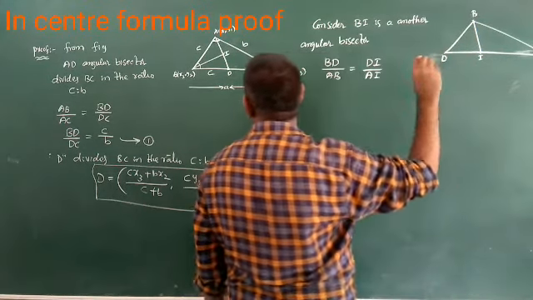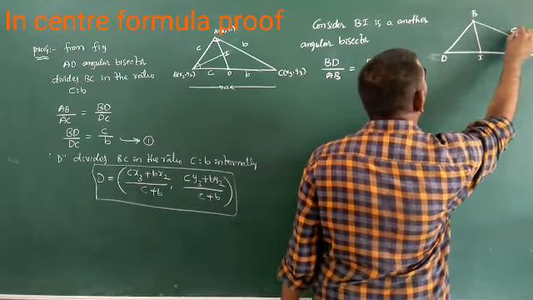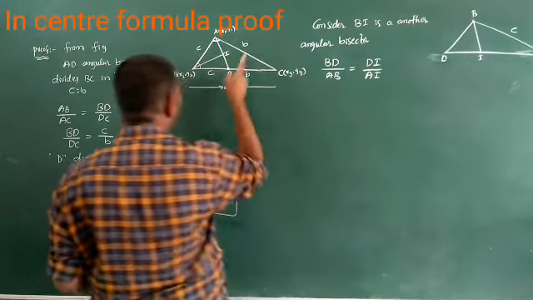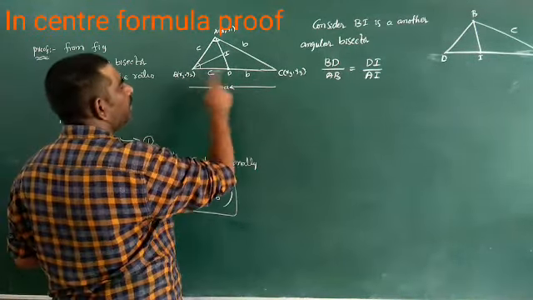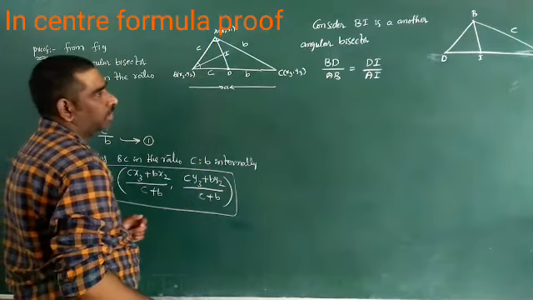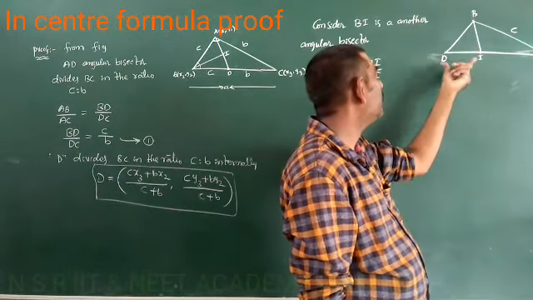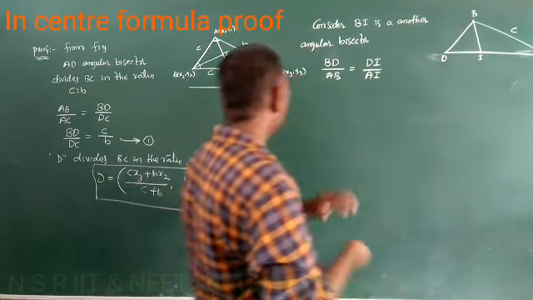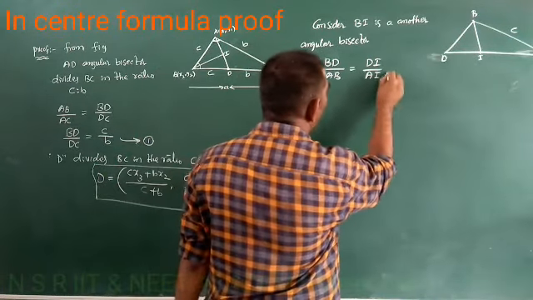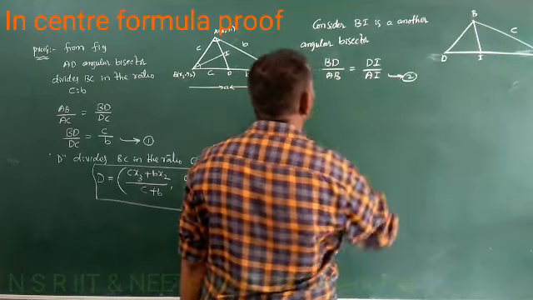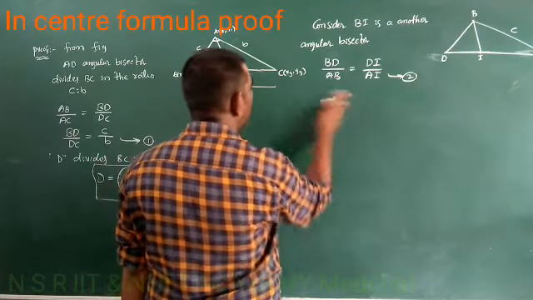We know the length of AB. According to triangle ABC, we know the length of BD. So in triangle BAD, we don't know the length of BD. We need to find the length of BD. Let us take it as equation number 2.